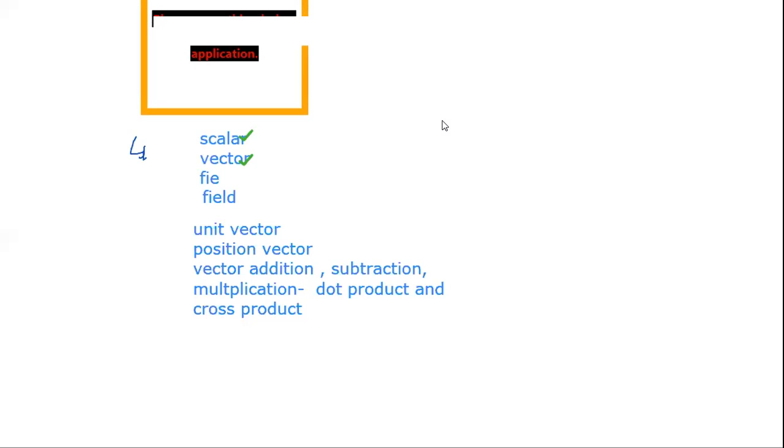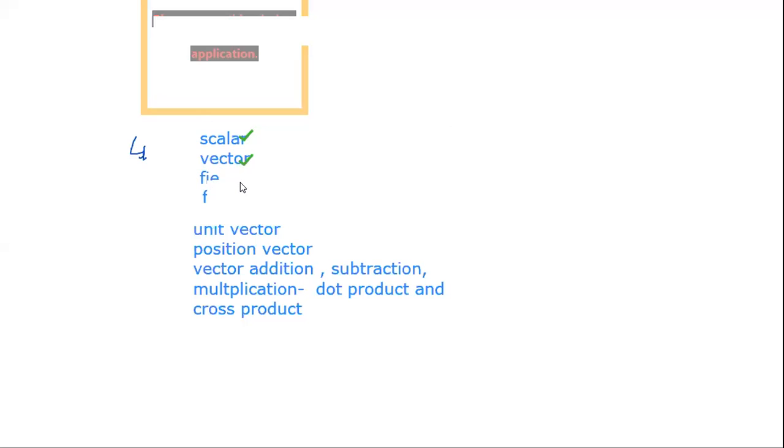What is meant by scalar quantity? A scalar quantity is a quantity which has only magnitude, and there is no identification required for this scalar quantity. And next one is the vector. A vector is a quantity that has both magnitude and direction, right? That has some identification with that vector quantity.